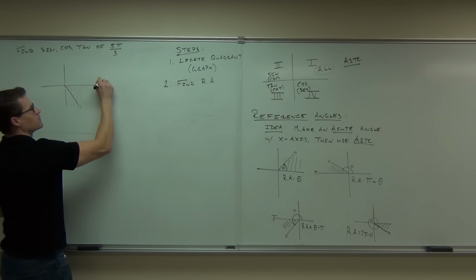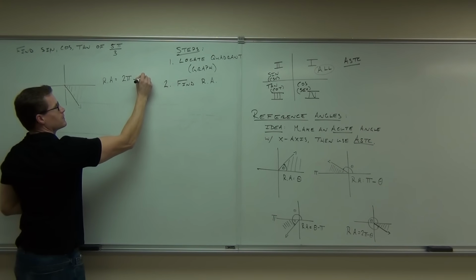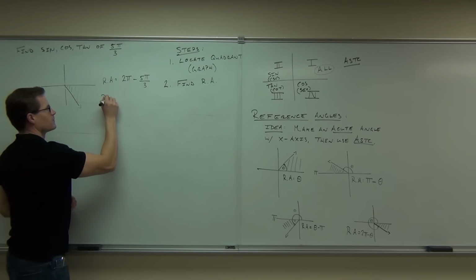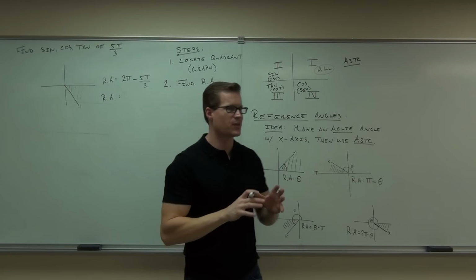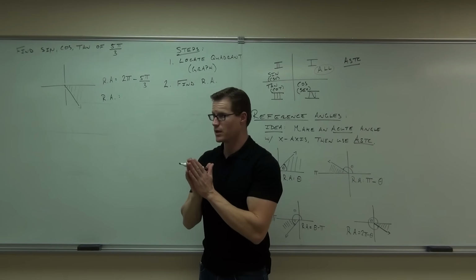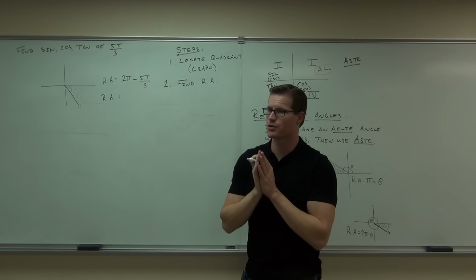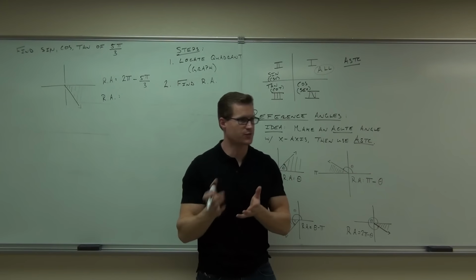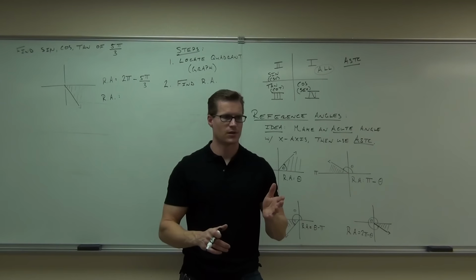So the reference angle would be 2 pi minus 5 pi over 3. If you do it right, your reference angle should be something that's in the first quadrant. It should be represented in that. So how much is 2 pi minus 5 pi over 3? Pi over 3. Yeah, that's it. You have 6 pi over 3 minus 5 pi over 3. That's pi over 3. Are you guys okay with the fraction work?